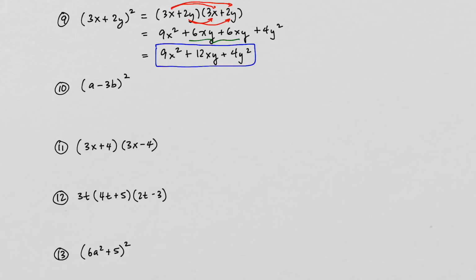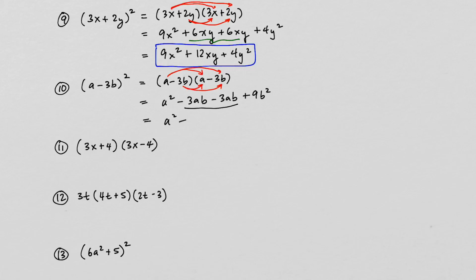Example 10 is very similar. So a minus 3b to the second power means a minus 3b times a minus 3b. A times a is a squared. A times negative 3b is negative 3ab. So anytime you do the product of two variables together, you should probably put them in alphabetical order. Negative 3b times positive a is negative 3ab. And finally, negative 3b times negative 3b is positive 9b squared. And if we combine the like terms in the middle here, we get minus 6ab. And so here is our final answer.